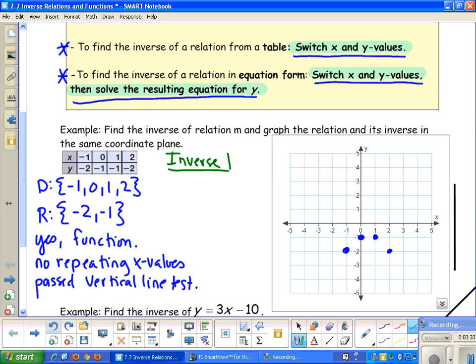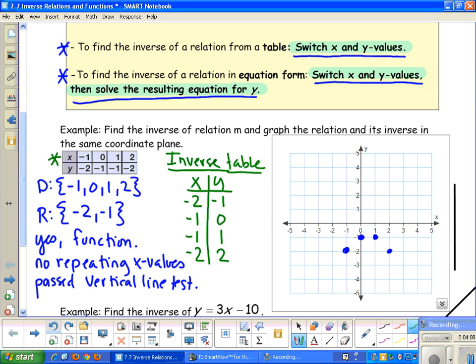So the inverse table, in order to find this, if you recall from up above, to find the inverse of a relation from a table, you switch the x and the y values. So for my inverse table, I take my x and y values from my original function and I switch them. So now my y values become my x values, and all my x values become my y values, and you want to keep those same points together. So remember, we're just switching the x and the y.